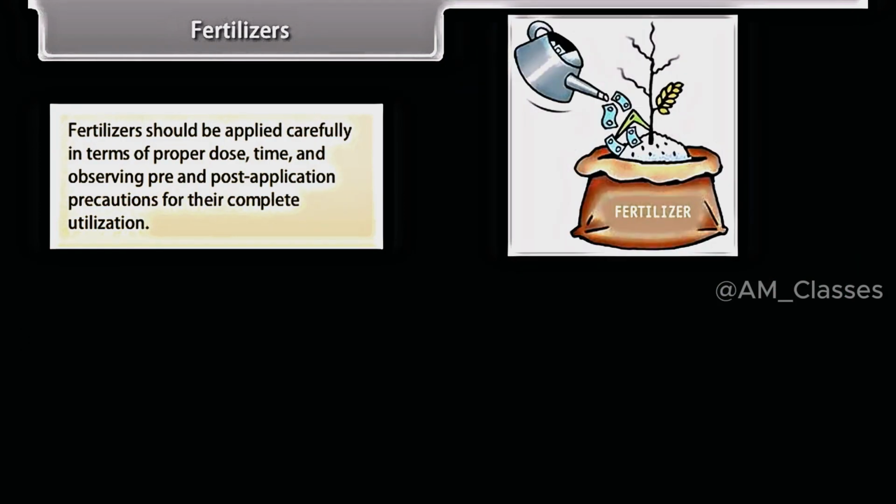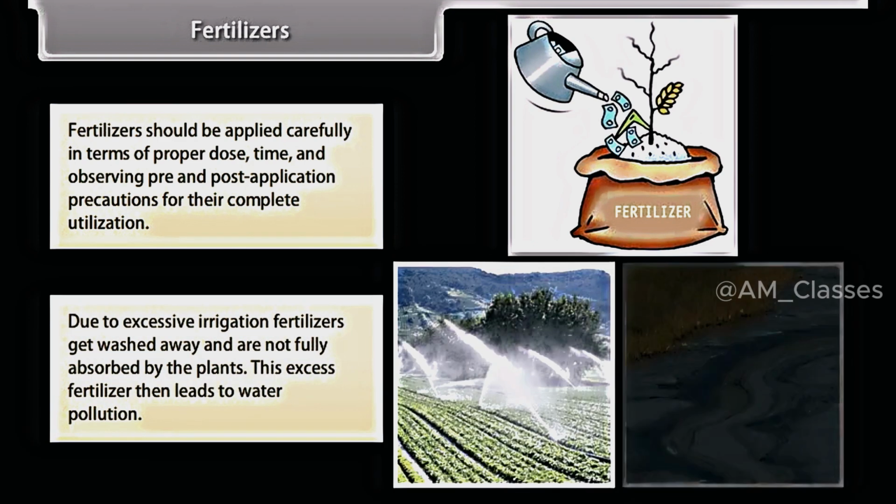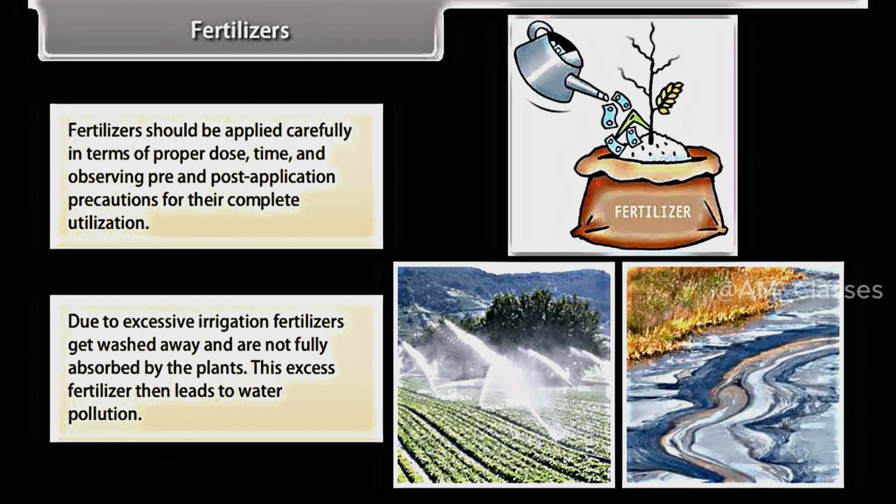Fertilizers should be applied carefully in terms of proper dose, time, and observing pre- and post-application precautions for their complete utilization. Due to excessive irrigation, fertilizers get washed away and are not fully absorbed by the plants. This excessive fertilizer then leads to water pollution.